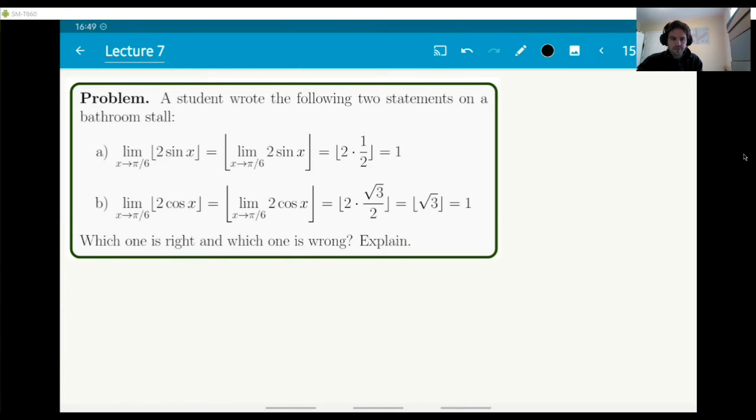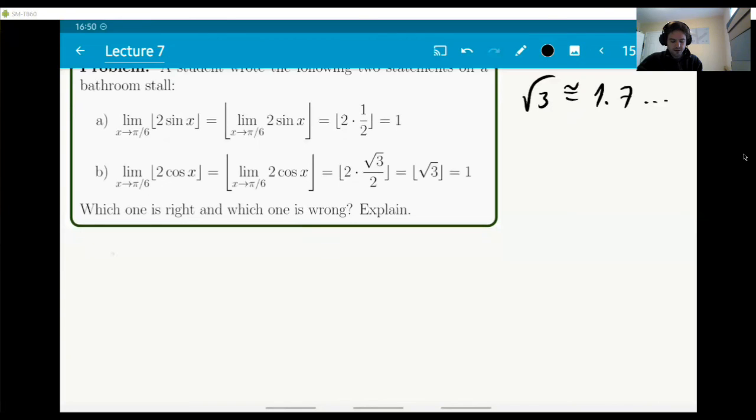And the student did the same thing for the cosine. Put the limit inside. Now cosine of pi over 6 is root 3 over 2. And 2 times root 3 over 2 is root 3. And the floor of root 3 is actually 1, because root 3 is approximately 1.7 something. So that's what they wrote. Which one is right, which one is wrong, and explain. So what do you think?